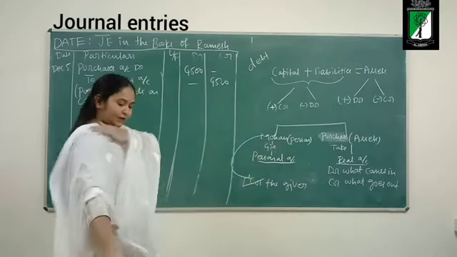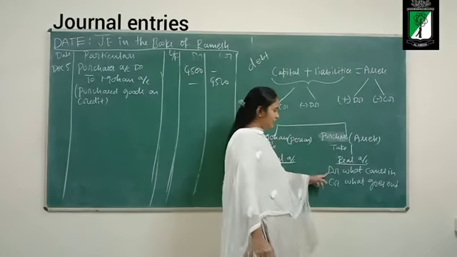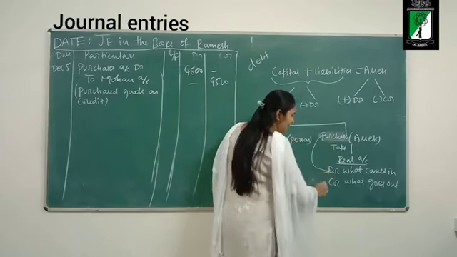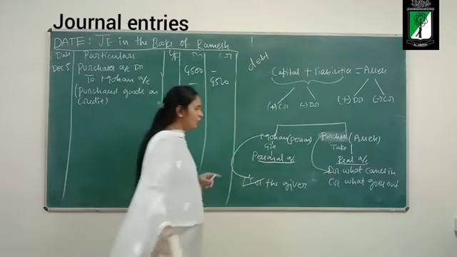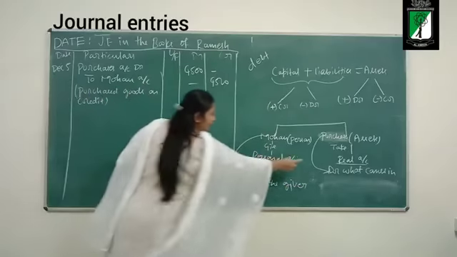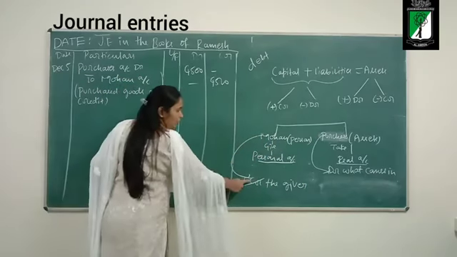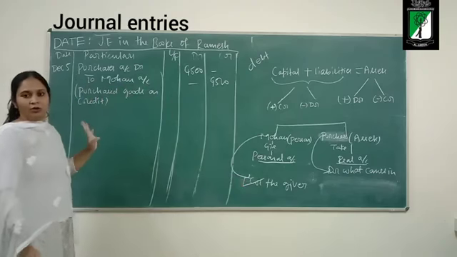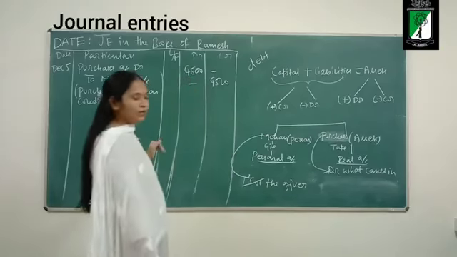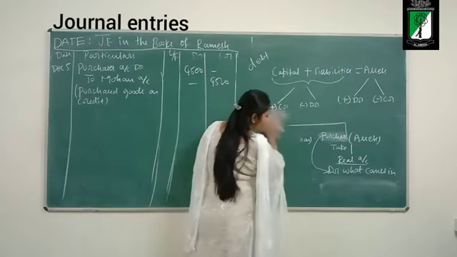And what is happening here? The rule says debit what comes in, credit what goes out. And business is purchasing goods. It is coming in. So what should be debited? Purchases account debit. What should be credited? To Mohan account. Okay, so this is the transaction. This is the journal entry. Now moving on to the next transaction.